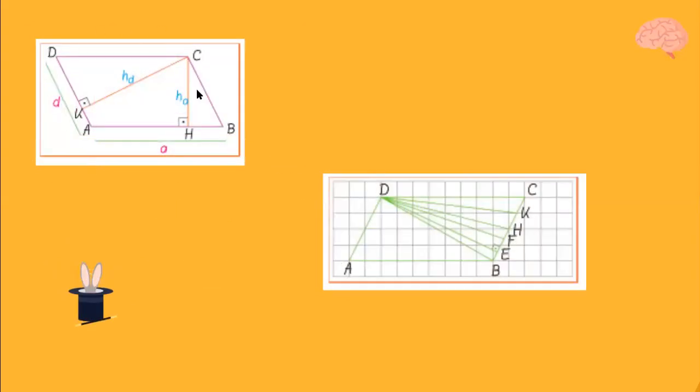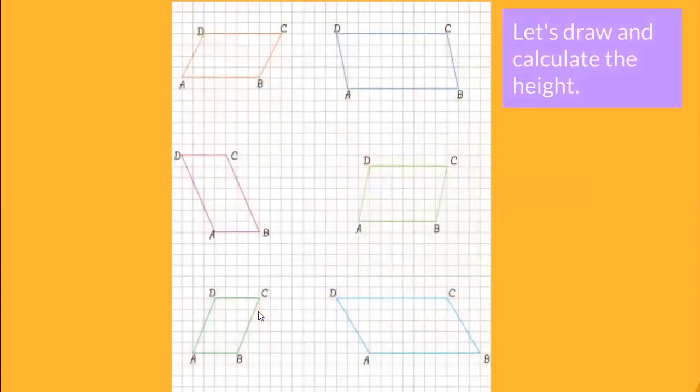Okay, let's analyze these shapes. For this side, HT is height. For this side, HA is height. Can you see? There is not just one height. There are heights for each side. And DE is right, so DE is height. Let's draw and calculate the height. Let's look at 1 and 2, and the others should be homework, and you can solve it when you watch this video.